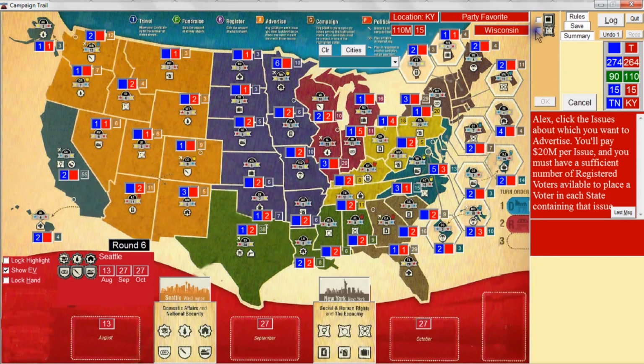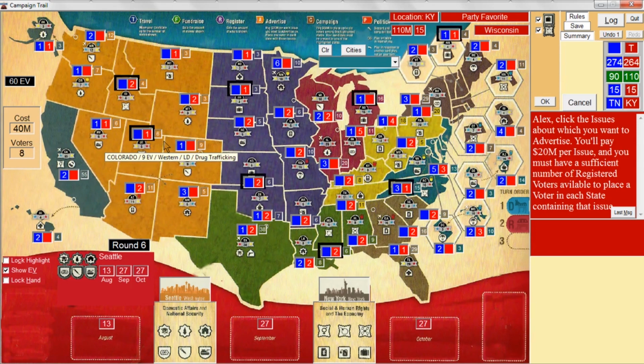She's going to advertise on both issues, reproductive rights and on the issue of jobs. So this is going to cost her $40 million, 20 per issue. She'll be placing 8 of her 15 workers in all of the states that are flashing. So she's fine out here, and she's fine here.